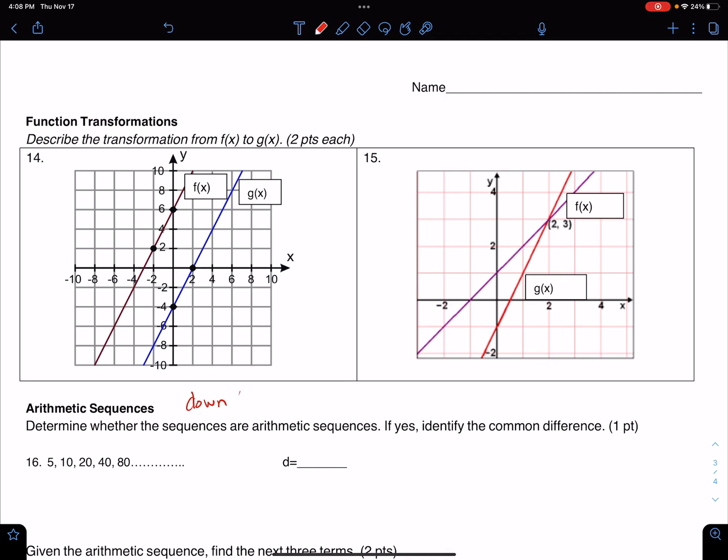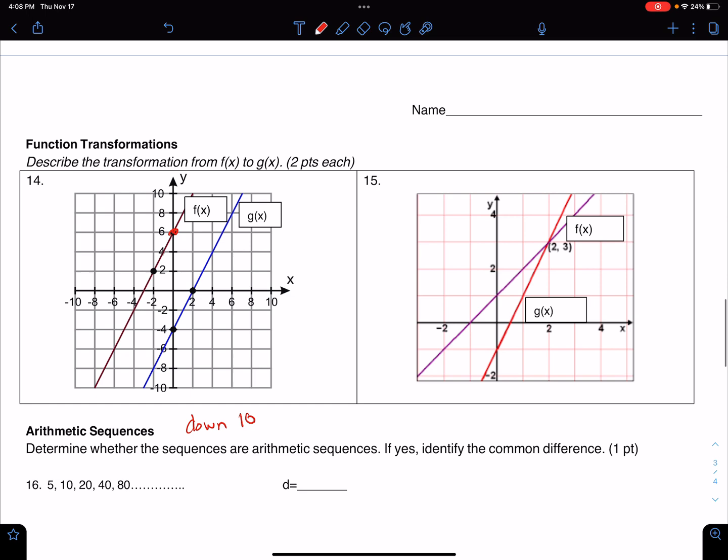Now, if I couldn't see that right away, all I would need to do is find my equation for this line. So to find my equation, my y-intercept is 6, so f of x equals something x plus 6. Okay, so this says I go up 4, I go over 2. So I know my slope is 2x.